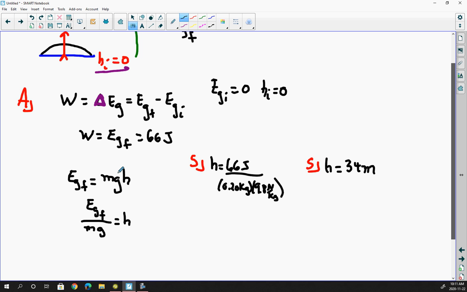magnitude of the gravitational field strength near the surface of the Earth, times final height. And we rearrange this. We divide both sides by mass and gravitational field strength. So we divide both sides by that, and we get this equation right here. And then we plug in the numbers, and we find final height. That's how high up it got.